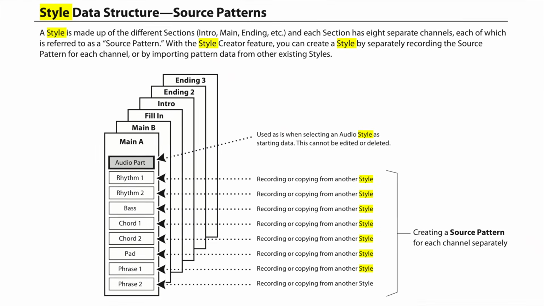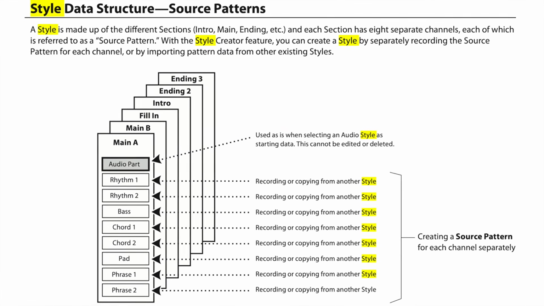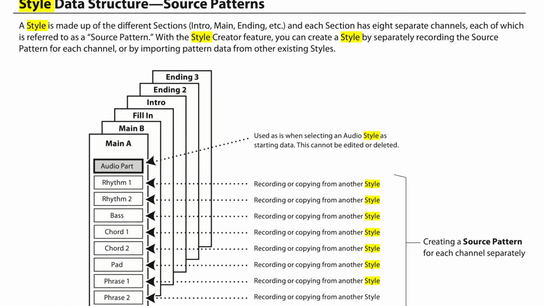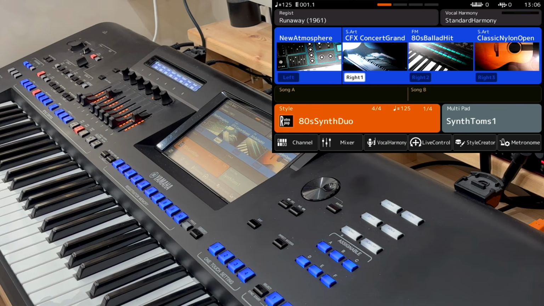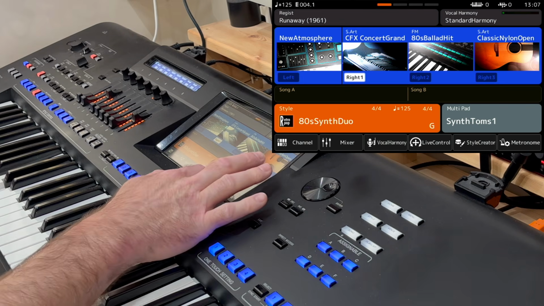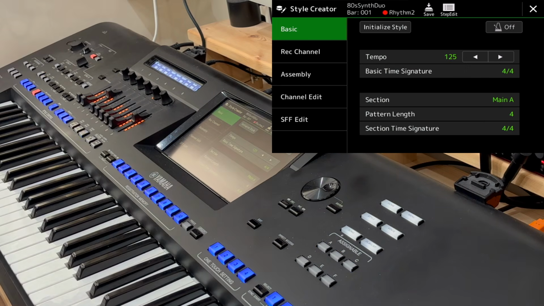So in the last video, I mentioned that whenever we make a style, everything we record via the recording channel becomes what's known as the source pattern. For example, if we pick any style at random and open that up in Style Creator and press play, what you're actually hearing is a source pattern for that style, and the term source pattern will be used frequently throughout this video.